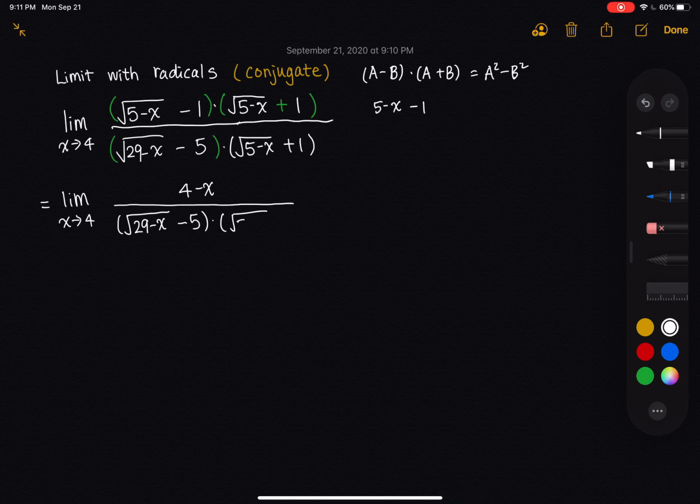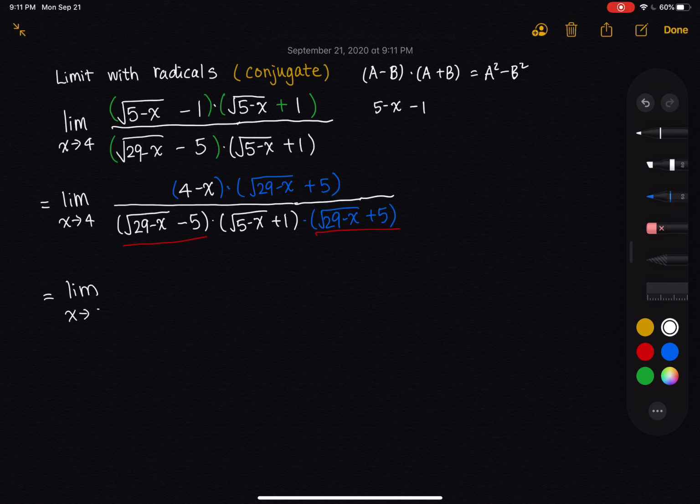So you leave it alone and you do the conjugate one more time, and this time you do the conjugate of the denominator. You multiply by square root of 29 minus x, and since you see a minus 5, you do plus 5. In the bottom you do the same thing, multiplying by the conjugate, square root of 29 minus x plus 5. Then we combine these terms using the difference of squares formula.